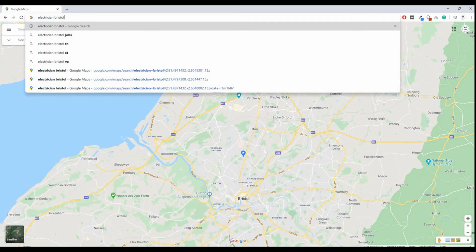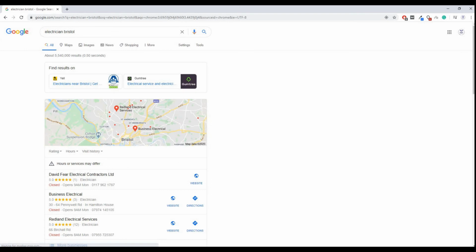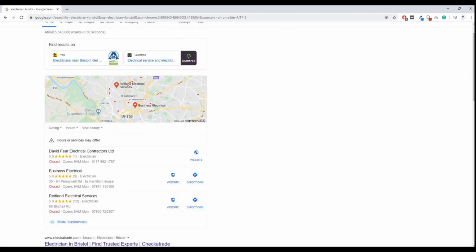Now, when Google returns the map pack, we can see that there are 3 contractors who have come up straight away at the top. We've got the first one, David Fear Electrical Contractors Limited. Looking at that listing, we haven't got directions on there, which makes me immediately think that they haven't got their address lined up. But it has shown us that they are very close to where we currently are, but they only have 1 5-star review. They are tagged up as an electrician. They've got their telephone number.